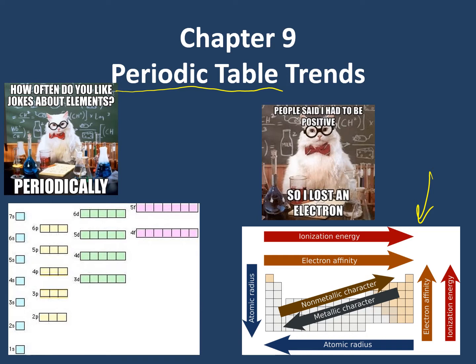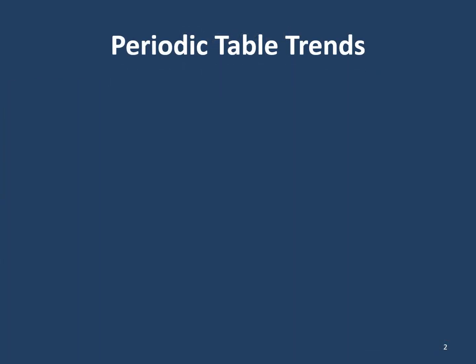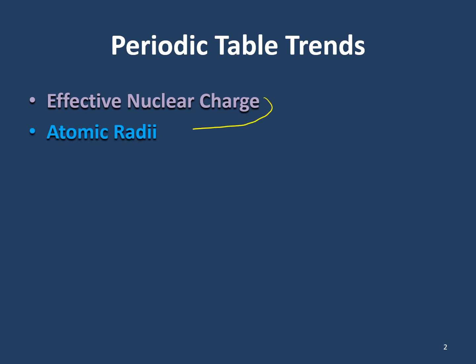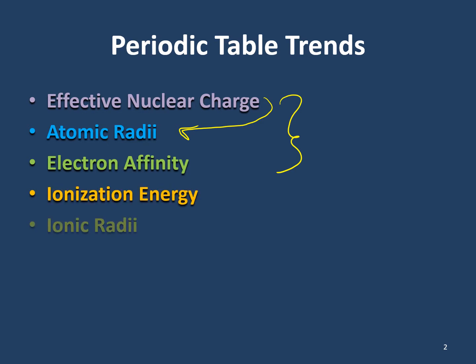Now, this chapter in your textbook goes into a lot more things than what we're going to cover, so this is all we're covering from Chapter 9. Here are the trends we're going to cover. First, effective nuclear charge, because it has a large role in atomic radii. After that, we'll cover electron affinity. These are the three we're covering in this lecture video. In the next lecture video, we'll cover ionization energy, ionic radii, and metallic character.